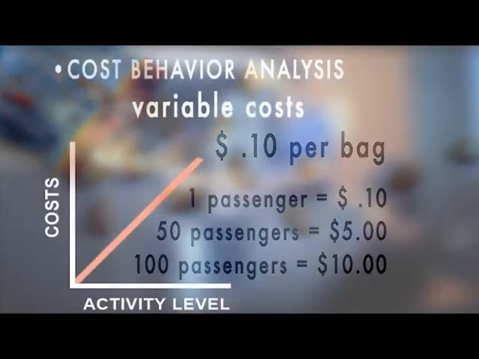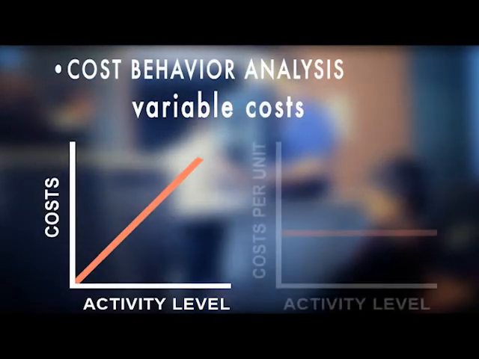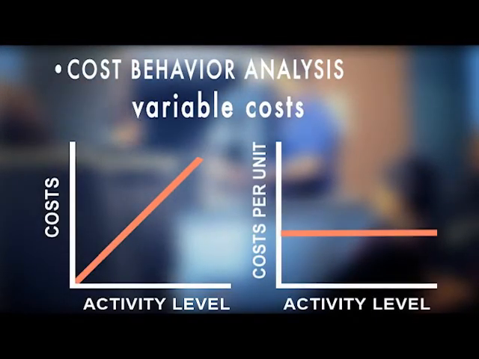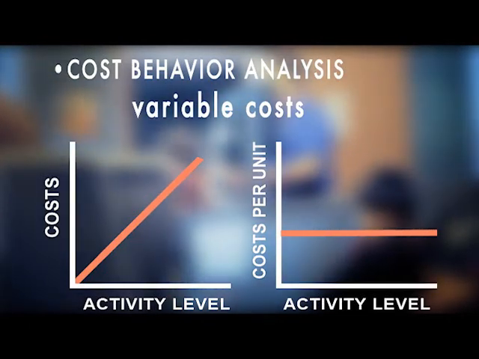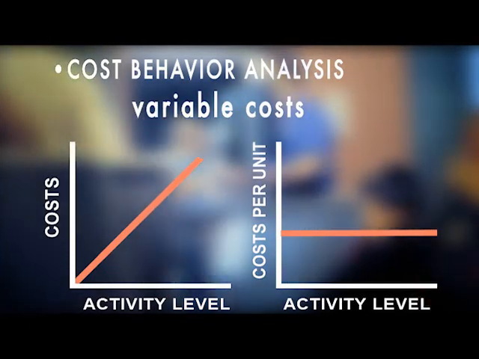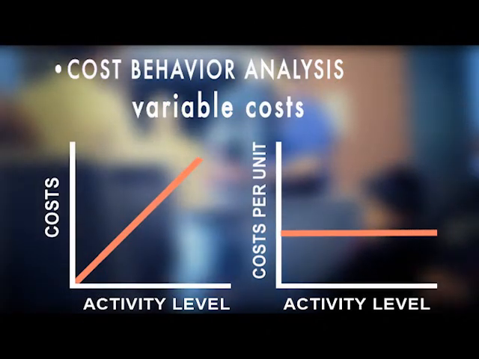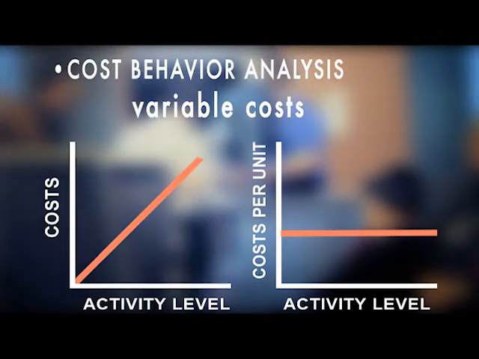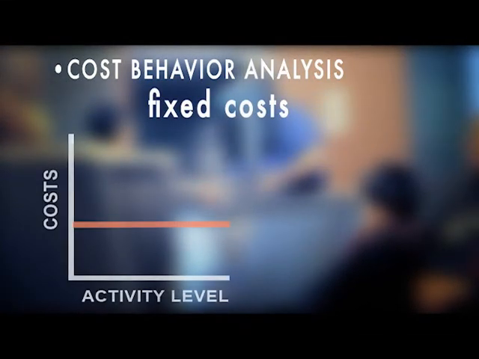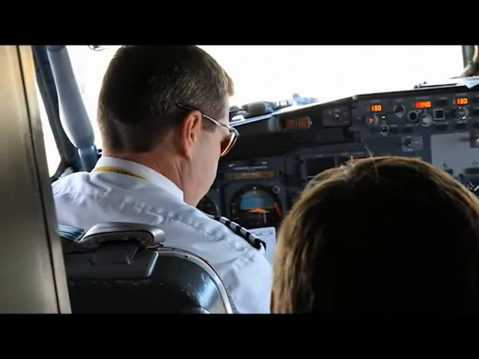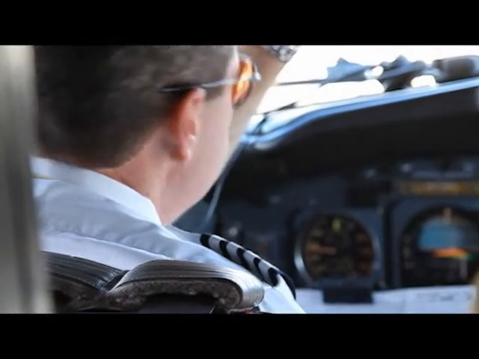Variable costs may also be defined as costs that remain the same per unit at every level of activity within a relevant range. So, the per unit cost of a bag of peanuts would be the same regardless of the number of passengers on the plane. Fixed costs are costs that remain the same in total, regardless of changes in the activity level. The salary of the pilot on that flight, for example, would be the same regardless if he or she flew 50 passengers or 100.